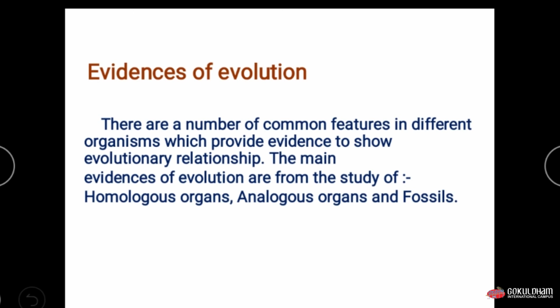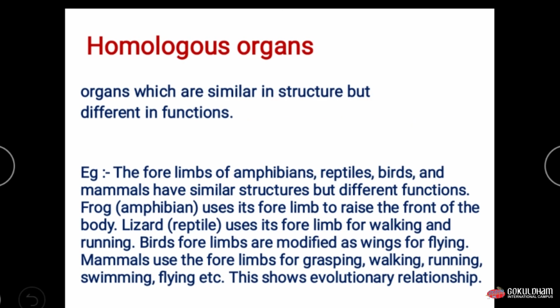First one is a homologous organ. The organs which are similar in structure but different in function. So what is homologous organ? Homologous organs are those organs which have similar structure but different in function. मतलब वो structurally similar होंगे but उनका function different होगा. For example, forelimb of amphibian, reptile, bird and mammals.